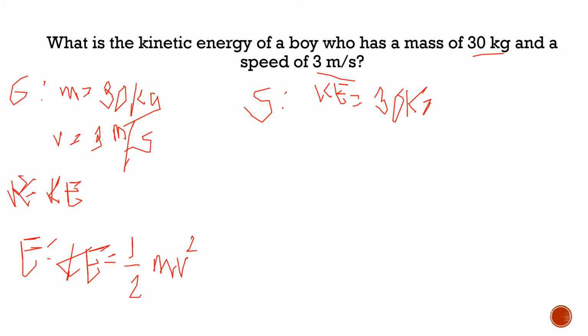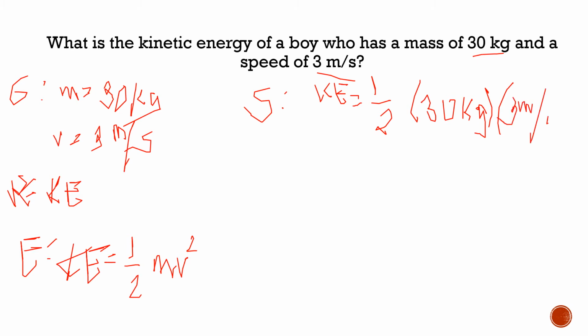Wait, I forgot the half. I need to place the half first. 1/2 multiplied by 30 kilogram, multiplied by the square of 3 meter per second squared.